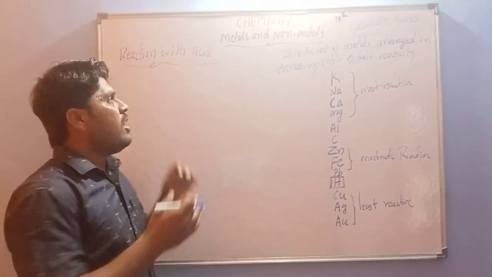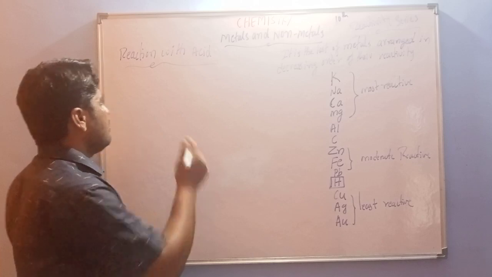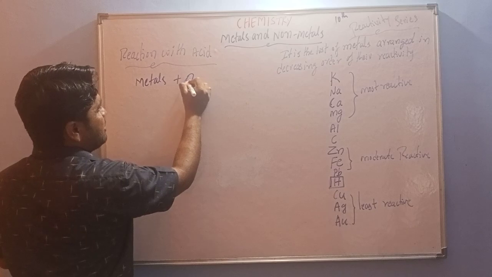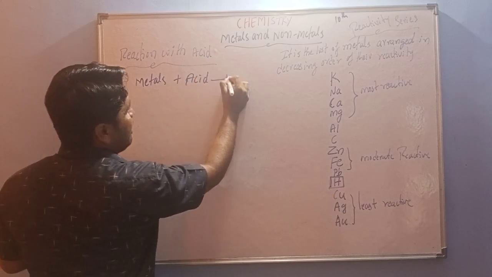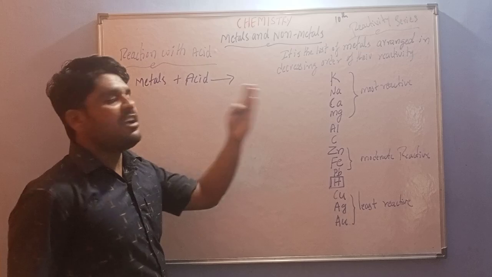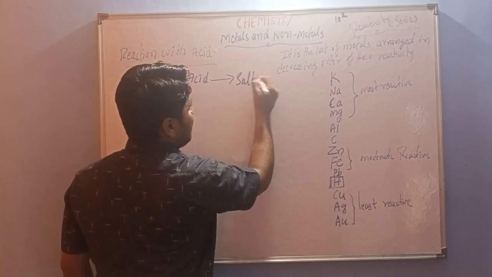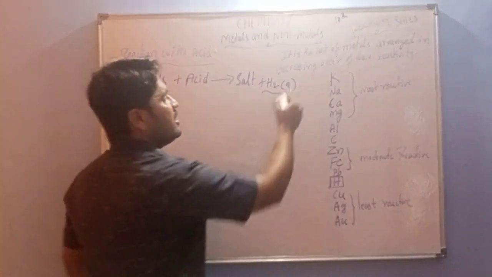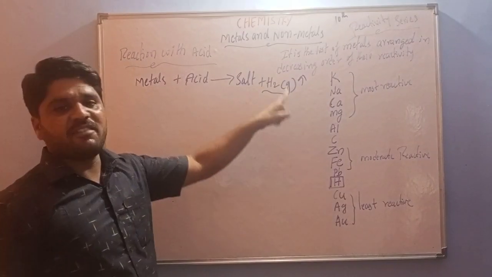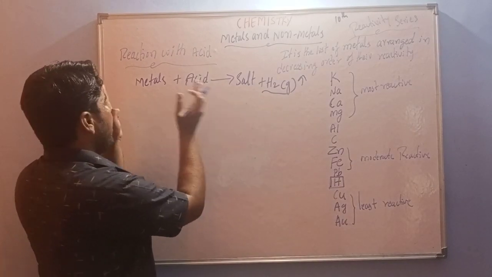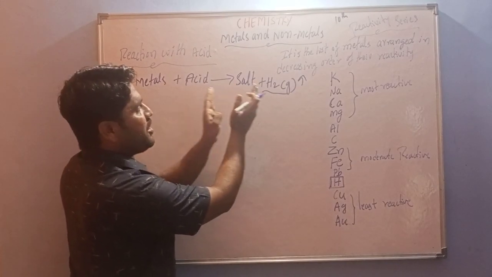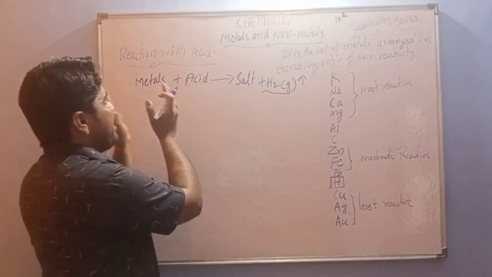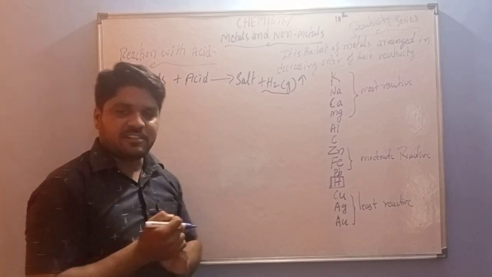So first we have to write the general reaction. That means when metals react with acid, it produces salt plus hydrogen. This hydrogen gas is very important. Upward arrow means liberation of gas. So when metals react with acid, it produces salts. But please remember, all metals do not react with acids.